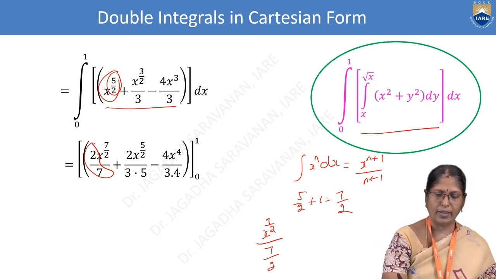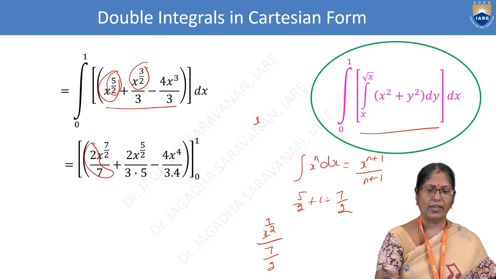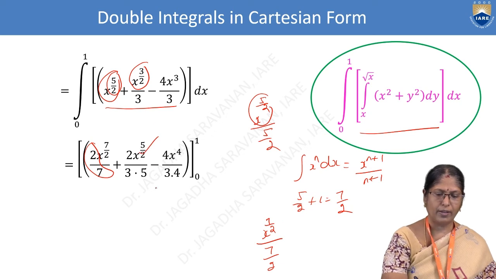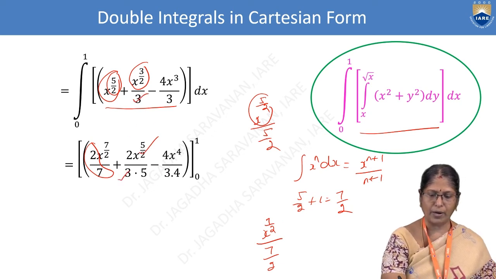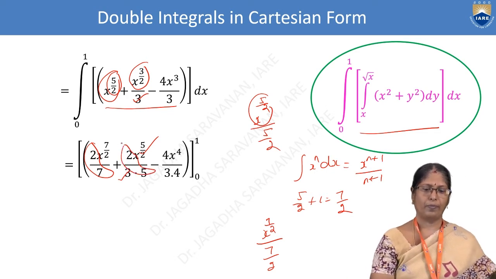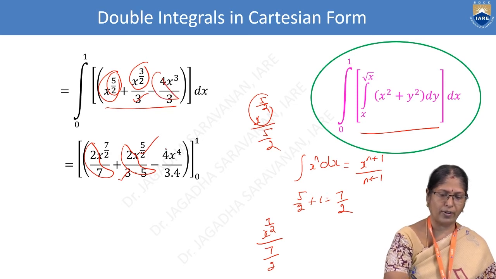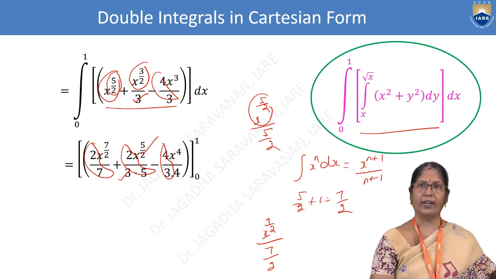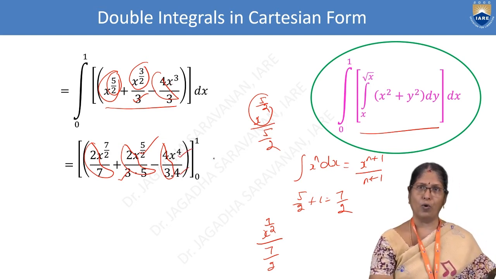The next one, x power 3 by 2. 3 by 2 plus 1, this integration we are concentrating on: x power 3 by 2 plus 1, so x power 5 by 2 by 5 by 2. This 3 is written as it is, but 5 by 2 becomes 2 by 5. Minus this 4 by 3, we didn't touch it, as it is written. X cube integral is x power 4 by 4.